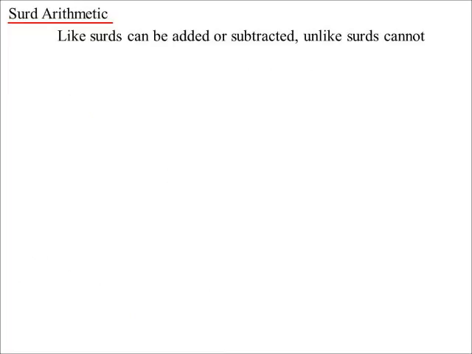Okay, surd arithmetic. Like surds can be added or subtracted, unlike surds cannot. Now that's very similar to something else I wrote down last week. And that was when we were just talking about algebra. We said like terms. And that's because surds and algebra are identical, because we're dealing with unknowns. The pronumeral represents an unknown. A surd is an unknown. We don't know what it is. So all those rules for algebra are pretty much the same as the rule for surds when we're manipulating them.